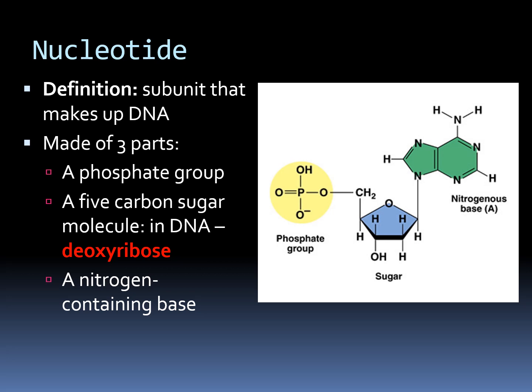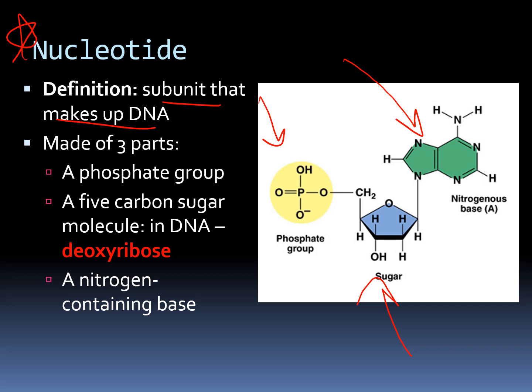So we talked about the double helix. Now we're going to talk about nucleotides. A nucleotide is a subunit that makes up DNA. It has three different parts. It has a phosphate group. It has some type of sugar right here, and also a nitrogen-containing base.